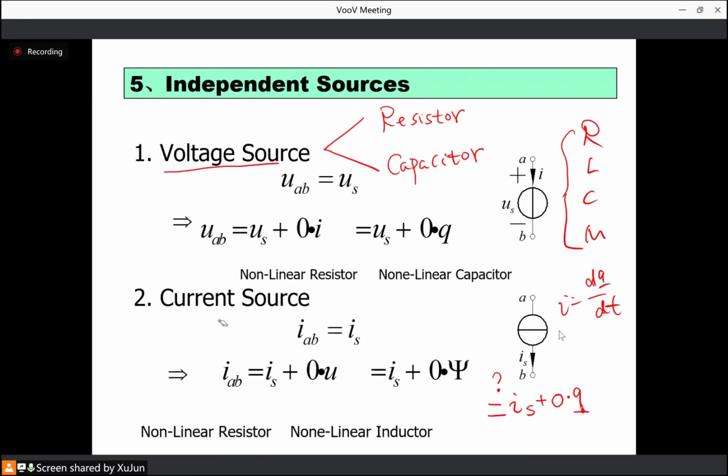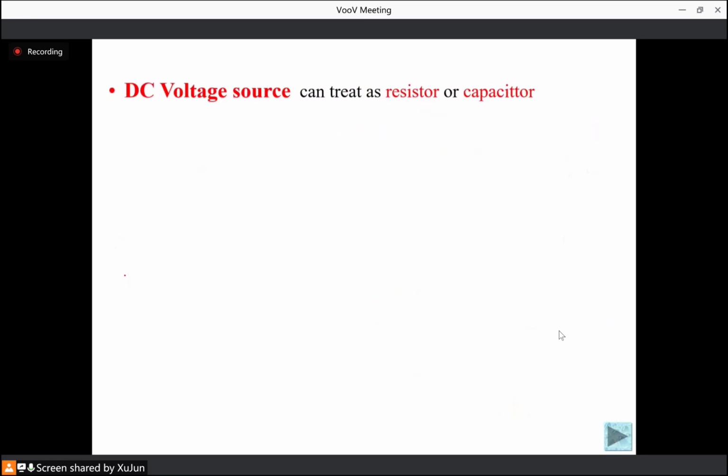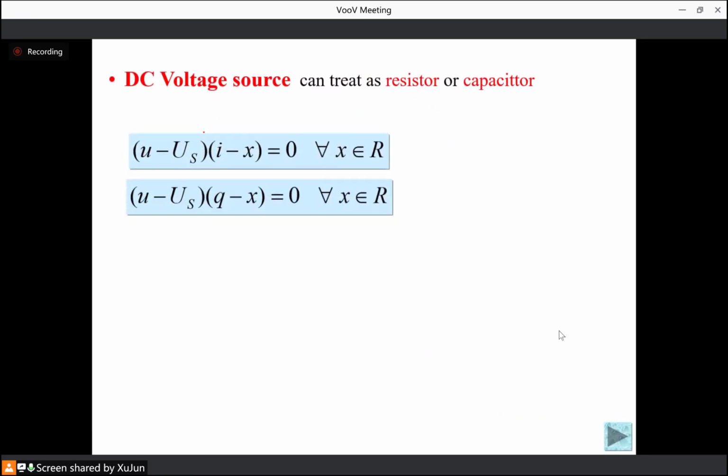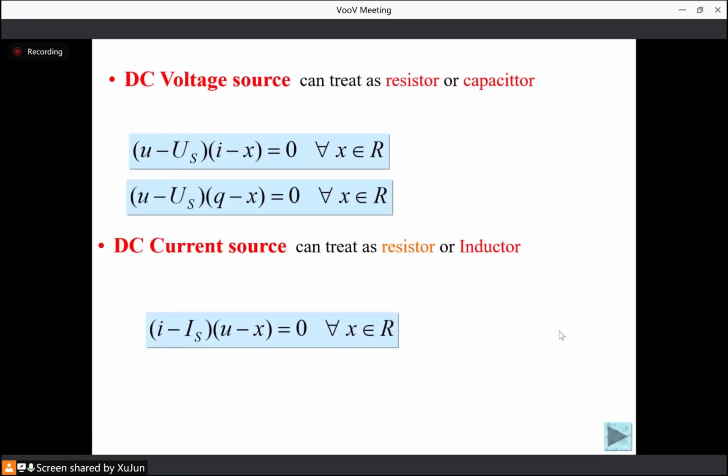So the current source is a resistor or an inductor. The voltage source is a nonlinear resistor or nonlinear capacitor. Pay attention, this is a difference with the undergraduate course. Different course. This is current source. This is voltage source.